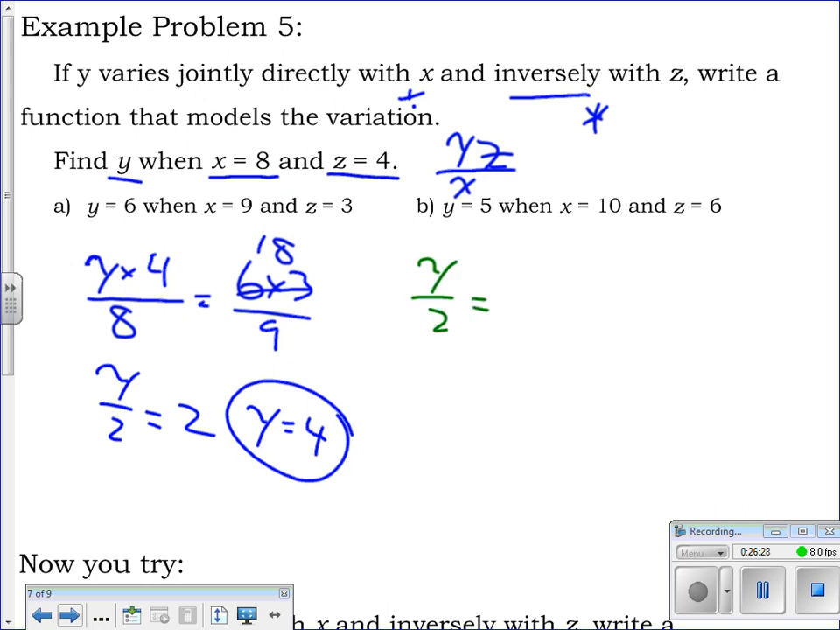So, we already figured out, we plugged this in, we know that the original y, x, and z reduced to y over 2. Plug in the y, x, and z on this one. 5 times 6 over 10. Well, what's 5 times 6? 30. What's 30 over 10? 3. So this equals 3. Okay, y over 2 equals 3.